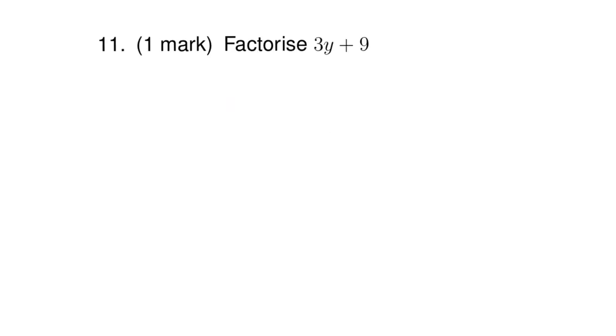All right, factorise 3y plus 9. Remember, when we factorise, we're looking for something to pull outside that will go outside some brackets. And the thing we pull out is the highest common factor. In other words, the biggest number that fits into both this term and this term. So something that fits into both of those would be 3. So I'm going to pull 3 outside of the brackets.